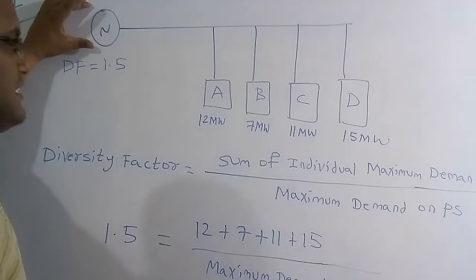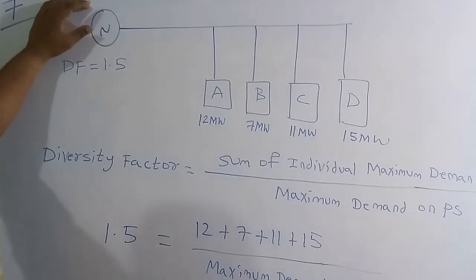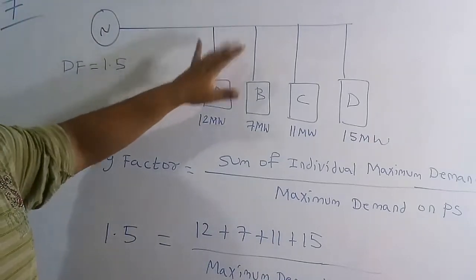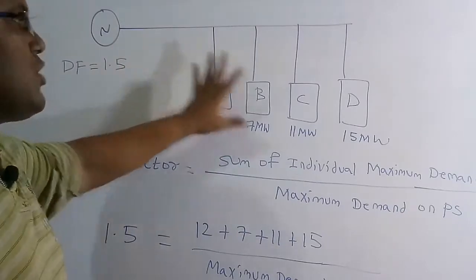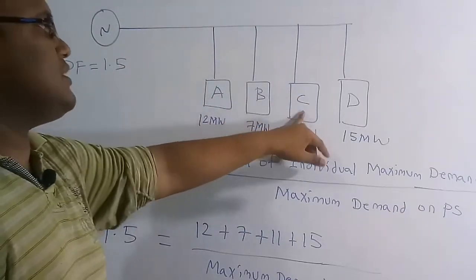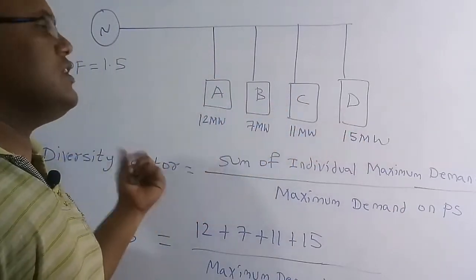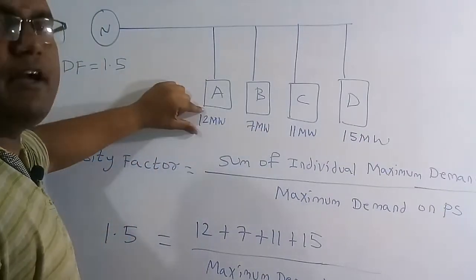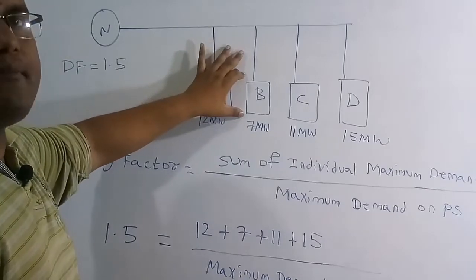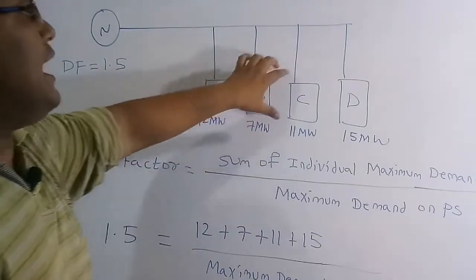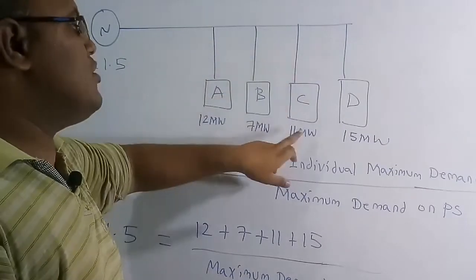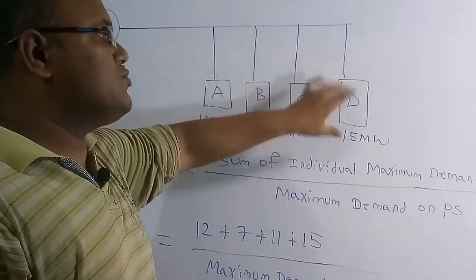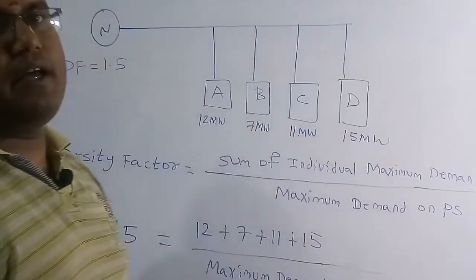Suppose there is a power generating station, and it is going to send the power to 4 loads. Let me take 4 houses: house A, house B, house C and house D. Basically these are the loads. House A has a maximum demand of 12 megawatt, house B has a maximum demand of 7 megawatt, house C has a maximum demand of 11 megawatt, and house D has a maximum demand of 15 megawatt.